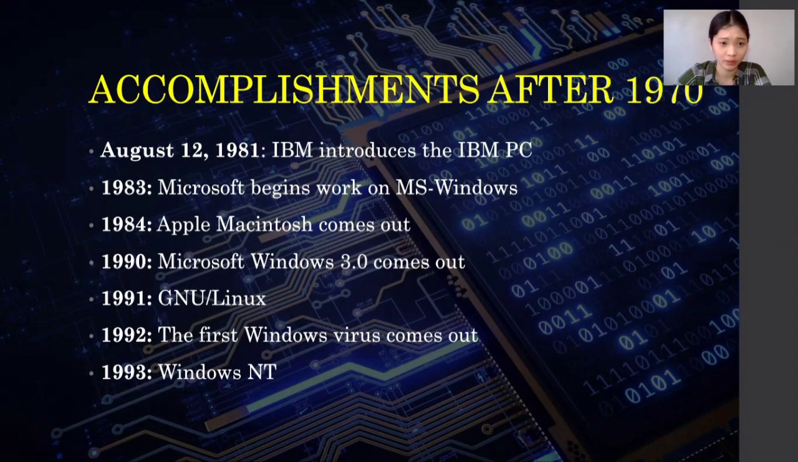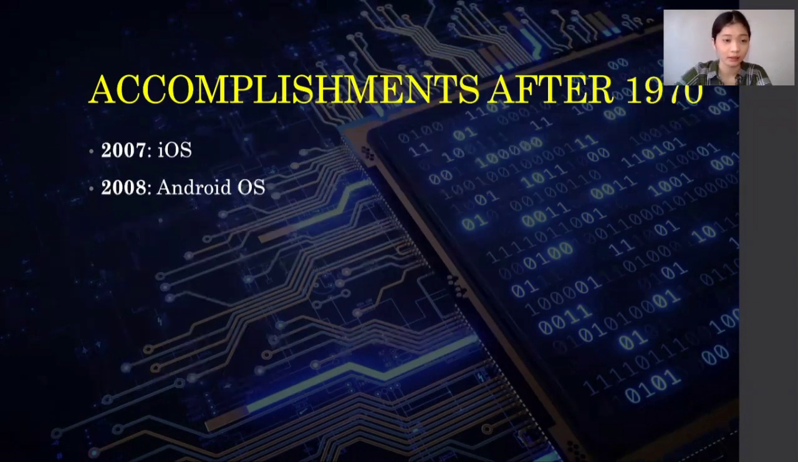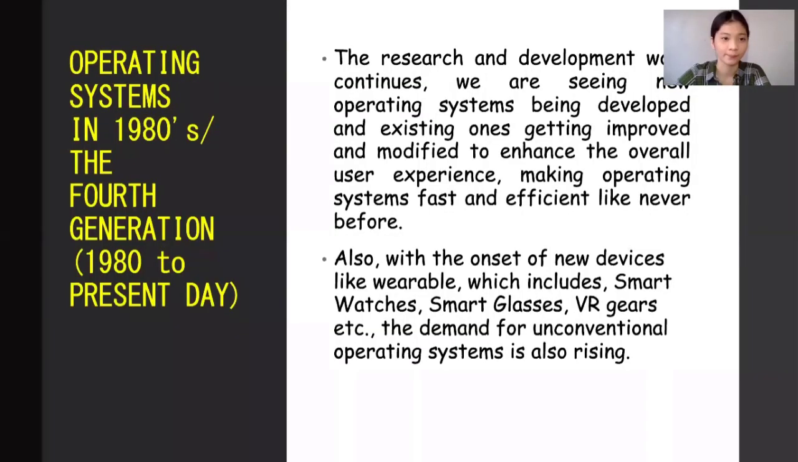On August 12, 1981, IBM produces the IBM PC. 1983, Microsoft begins work on MS Windows. 1984, Apple Macintosh comes out. 1990, Microsoft Windows 3.0 comes out. 1991, GNU/Linux. 1992, the first Windows virus comes out. 1993, Windows NT. And 2007, iOS. Lastly, 2008, Android OS. So let's proceed to the fourth generation, the last generation in the history of operating systems.